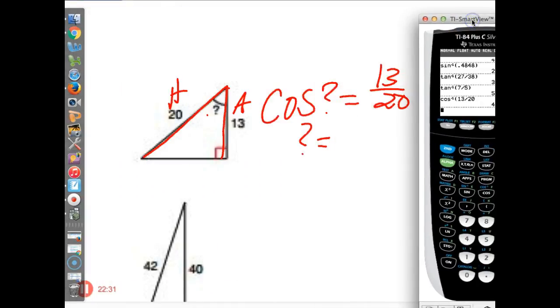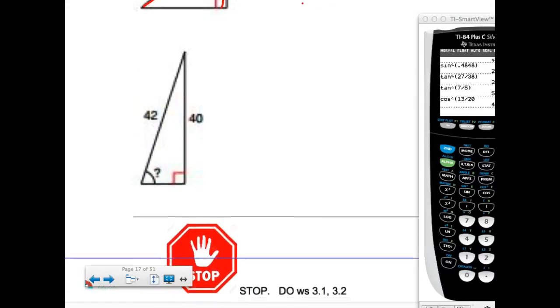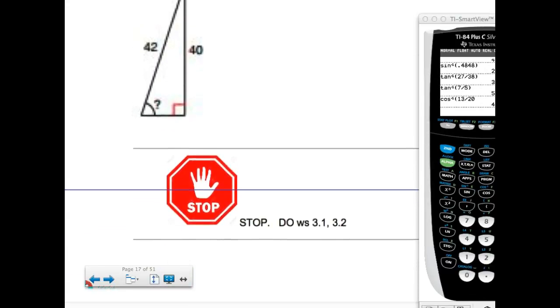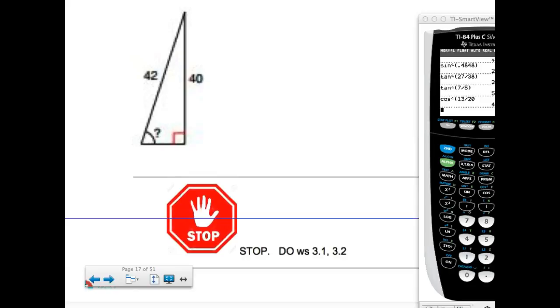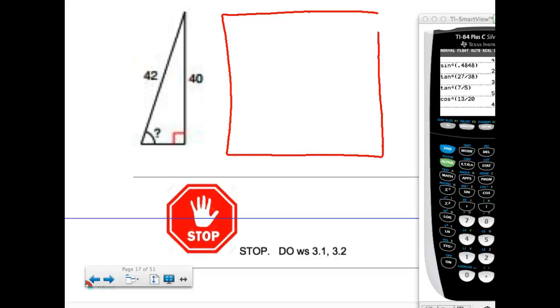The next one on the bottom here, am I at a stop sign? Yes, perfect, because I don't like the videos to go over 25 minutes. We're at 22 here. So I challenge you right now, again, pause the video, set this up, and you go figure out that angle measure, and then come back and see how you did.